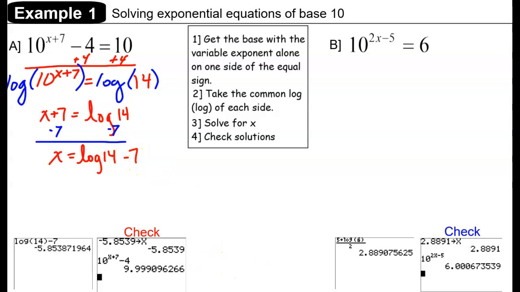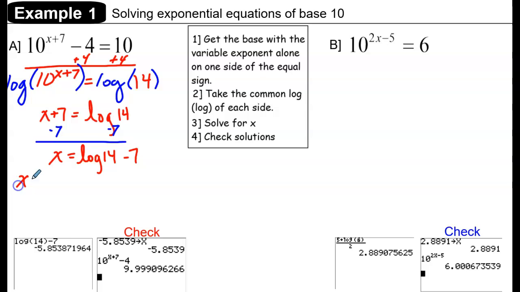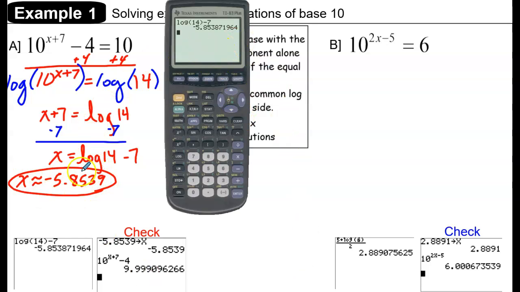Okay, instead we're going to use the calculator to get a decimal approximation for that common log of 14, and then minus 7, and we're going to round that answer to 4 decimal places. So negative 5.8538, and then because the next digit is a 7, that rounds the 8 up to a 9. So our answer will be approximately negative 5.8539.